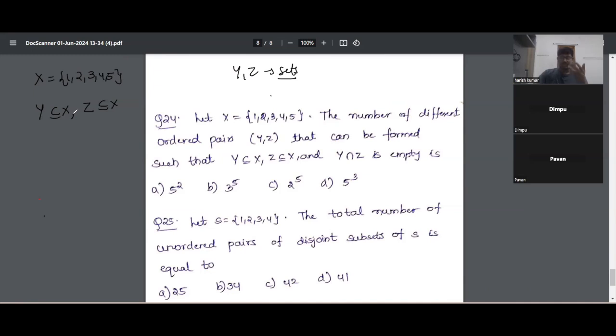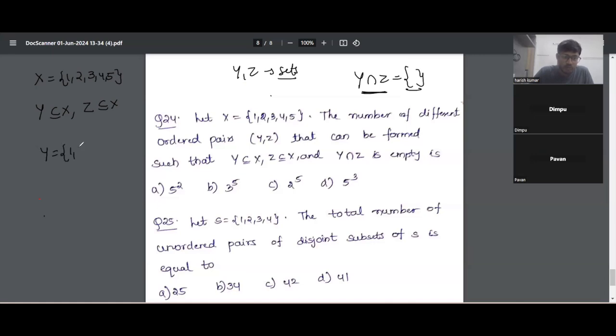Such that y intersection z is an empty set. So now we have to find the ordered pairs of such sets wherein y and z are subsets of set x, and also their intersection is a null set.